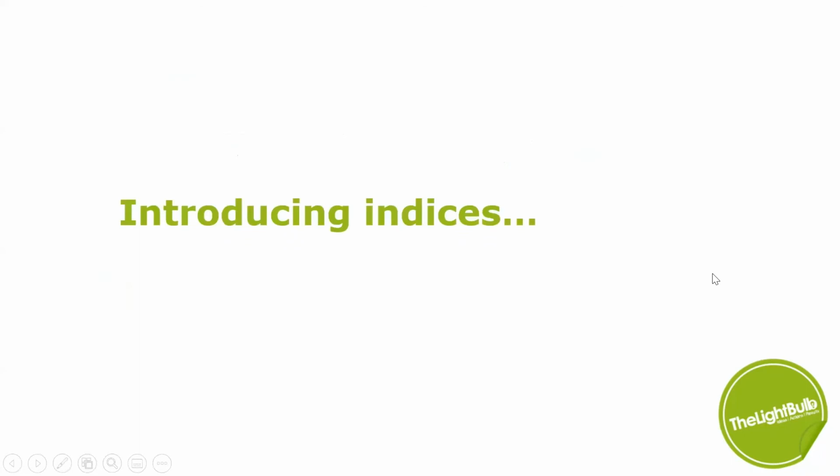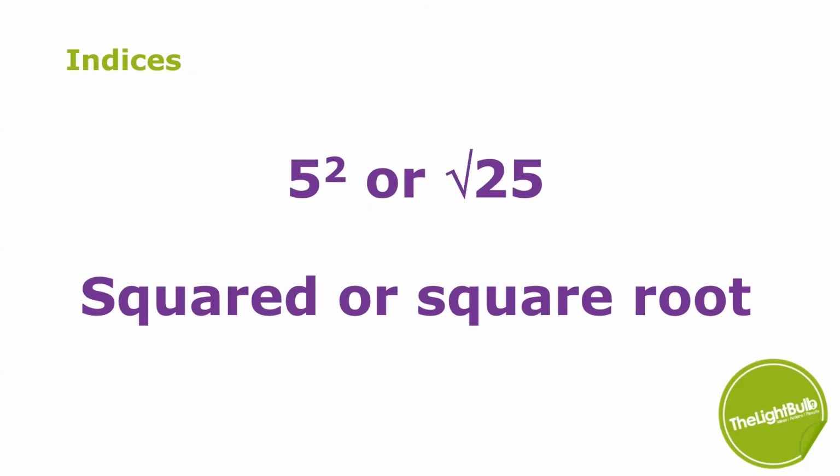Okay, so we're now going to spend a bit of time thinking about indices and the various indices that we can have in a question. So the most common ones are whether we square something, as in the first case there, 5 with a little 2. That little 2 means that we've got to square it. It's now a squared number, 5 squared. Or the other most common one really is to find the square root of something, which is kind of the opposite, as we shall see.